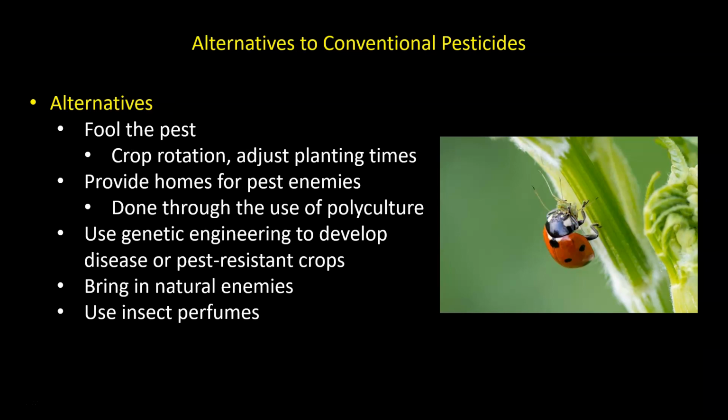There are alternatives to conventional pesticides. Farmers can fool the pest by rotating crops and adjusting planting times. They can also provide homes to pest enemies. This is done through the use of polyculture. Genetic engineering can be used to develop disease or pest-resistant crops. And farmers can also bring in natural enemies and repel pests with insect perfumes.